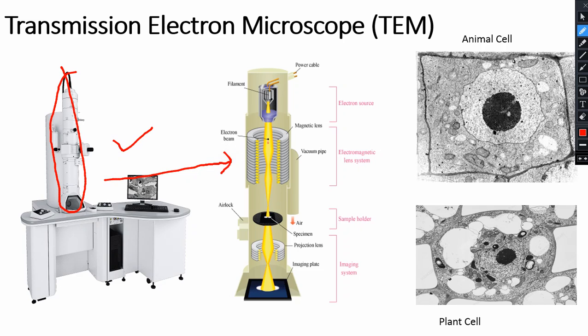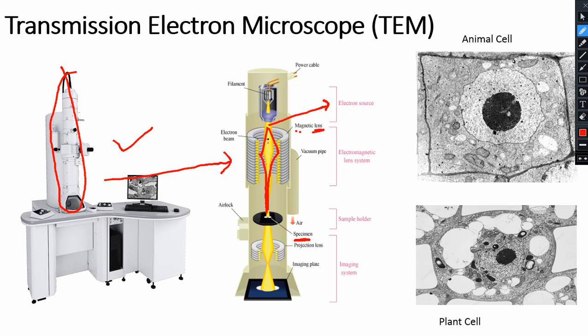and if you want to look inside this chamber, it looks like this. Okay, so if you look at this, here is the source of electrons. Here electrons are produced, and these are the magnetic lenses. The magnetic lenses are pointing these electrons toward the sample. Okay, and here is the specimen.